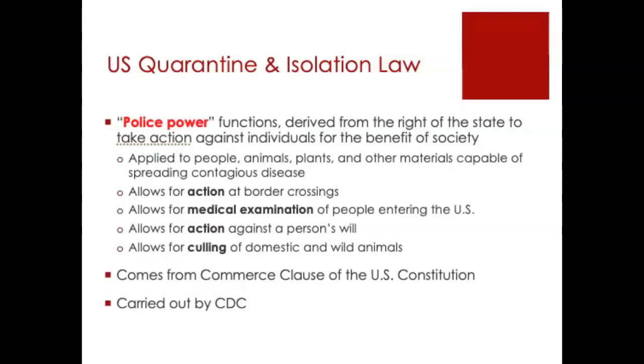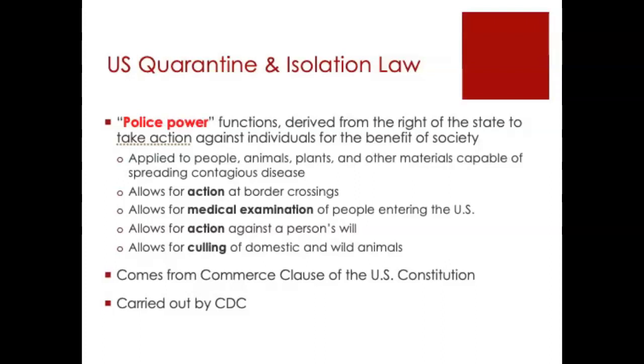The United States actually has several quarantine and isolation laws on its books, and these laws are sometimes surprising to people who didn't realize that our government, both our federal and our state governments, have a fair amount of power under these quarantine and isolation laws. These are what are referred to as police power functions. And in the Constitution, they are related to the right of any state within our United States to take action against any individual for the benefit of society.